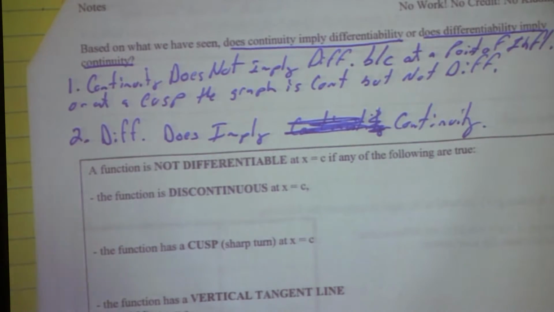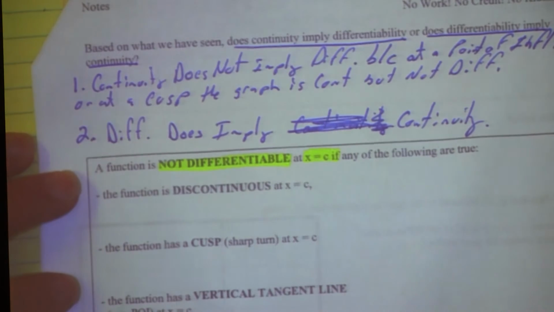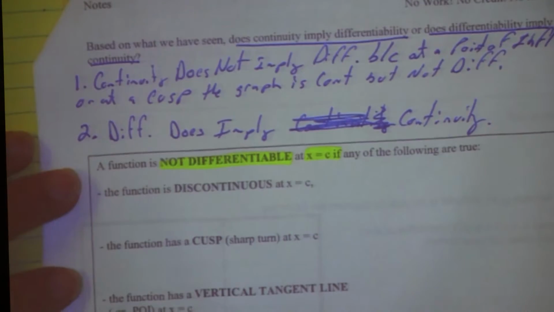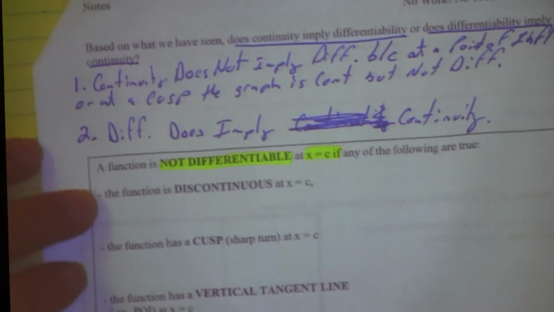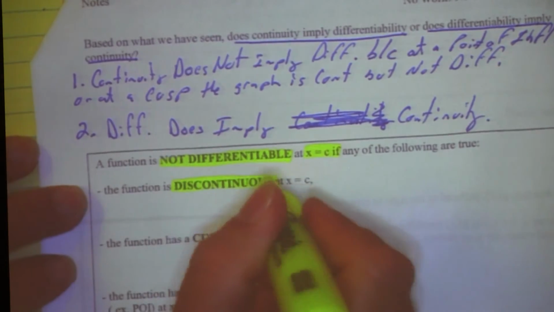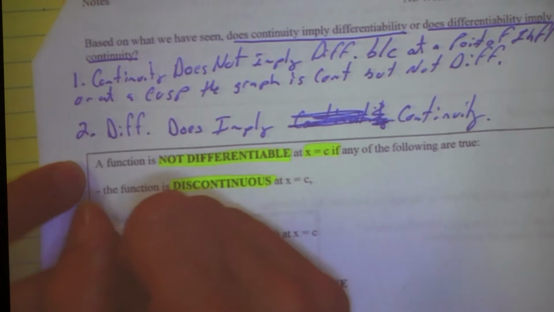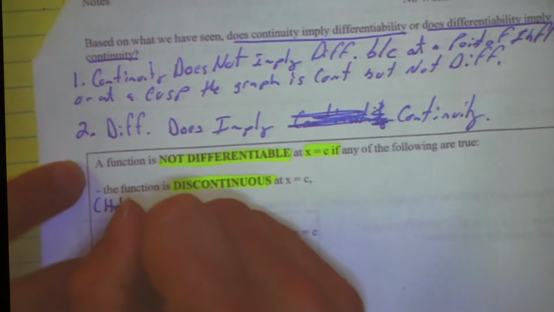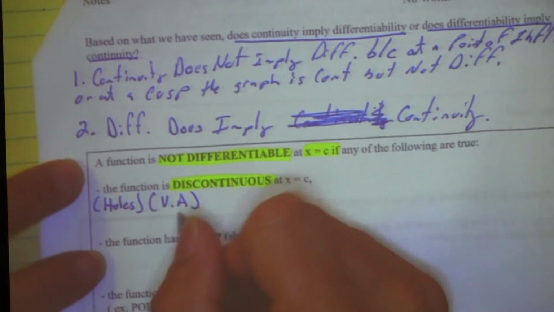And I wrote it down here for you. So a function is not differentiable at some value if any of the following are true. So the first thing that can throw out differentiability is if the function is not continuous. So if you see somewhere it's not continuous, boom, automatically you can say no, it's not differentiable there. So what are places where functions are not continuous at? So holes, okay. Where else? Vertical asymptotes, okay. Where else?